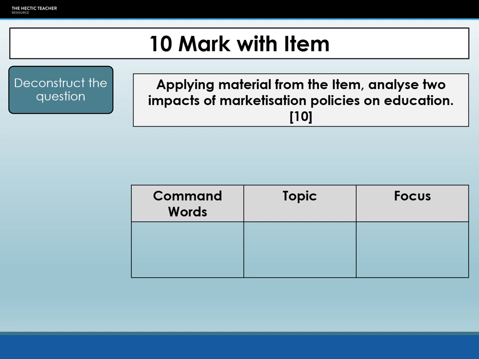With every 10 marker with item, we've got the same two command words, analyze and apply. And what that means is we have to use the item explicitly in our answer. I'm looking for phrases such as the item says, the item indicates. I need to see the two words, the item. But it needs to be used appropriately. You can't just shove it in there and go, yeah, I used the item. You need to use it appropriately and accurately. And that's where the analysis comes in. How does this element of the item support your answer? How does it support your paragraph?